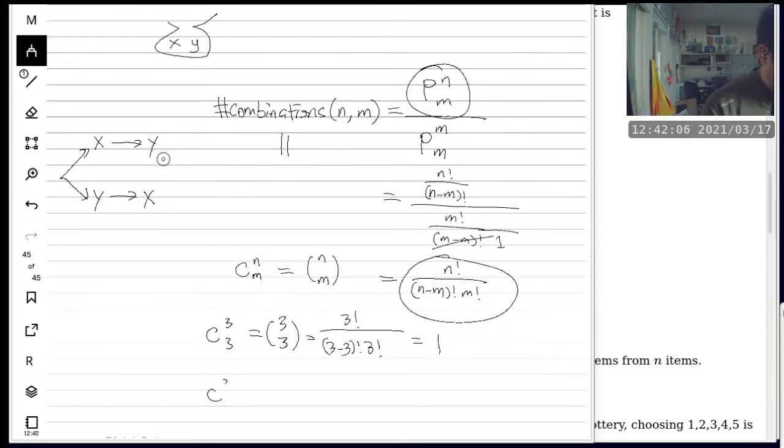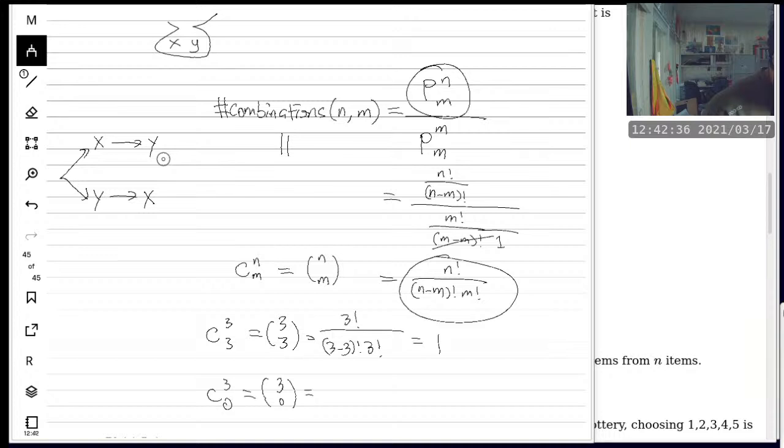What about choosing nothing out of 3 items? Somebody may say that should never happen, right? You have a bag with 3 items, and you're asking me how many ways I can choose nothing out of a bag of 3 items. Well, why don't we just figure it out? Just plug in the numbers and figure it out.